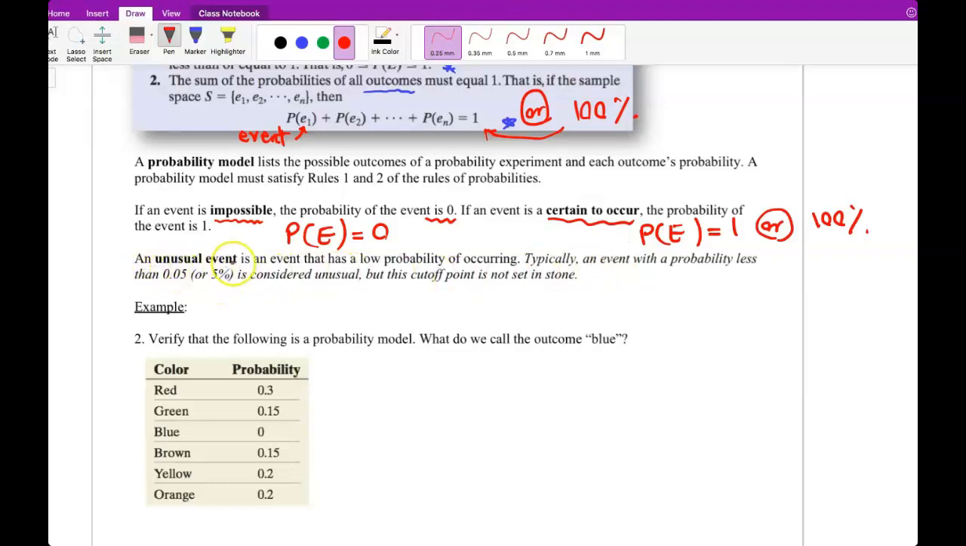Next one is an unusual event. This is an event that has a low probability of occurring, an event with a probability less than 5%. So if you had, for example, a probability of this event that was less than 5%, then this is an unusual event.